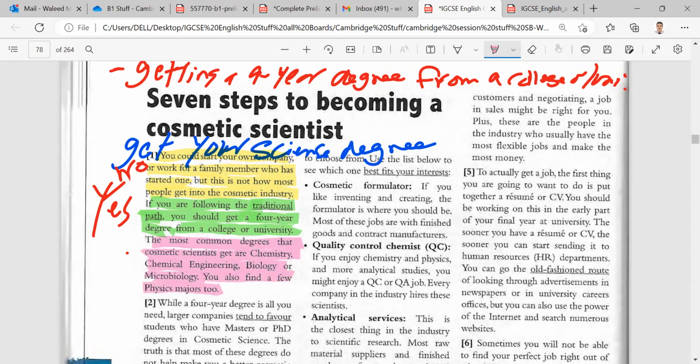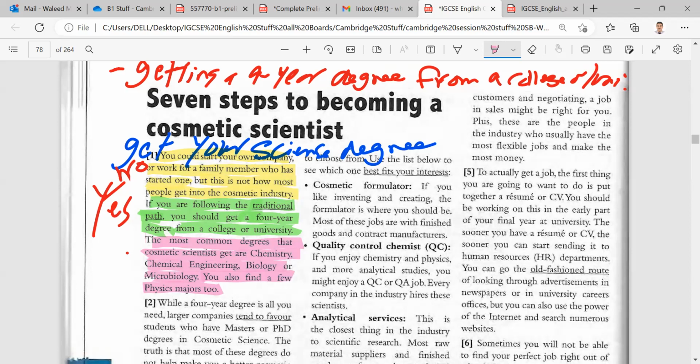What is this? Again, does this sentence meet the given title, get your science degree? Yes or no? Yes. And you, Juri, yes or no? No. Why, Juri? The content of the pink highlighted sentence, Juri, the most common degrees that cosmetic scientists get are here: chemistry, chemical engineering, biology.